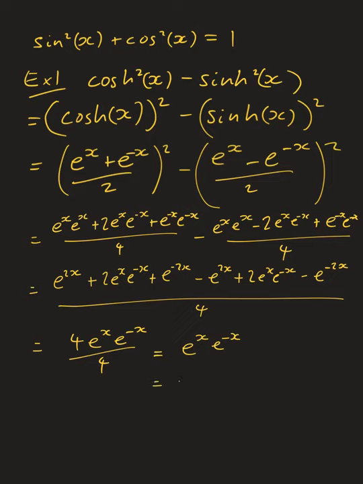So we multiply the same number with different powers, we add the powers. So it's e to the power of x minus x, which is e to the power of 0. And anything to the power of 0 is 1. So that's an identity for hyperbolic sine and cosine functions, where we have that cosh squared of x minus sinh squared of x is equal to 1 for any x.